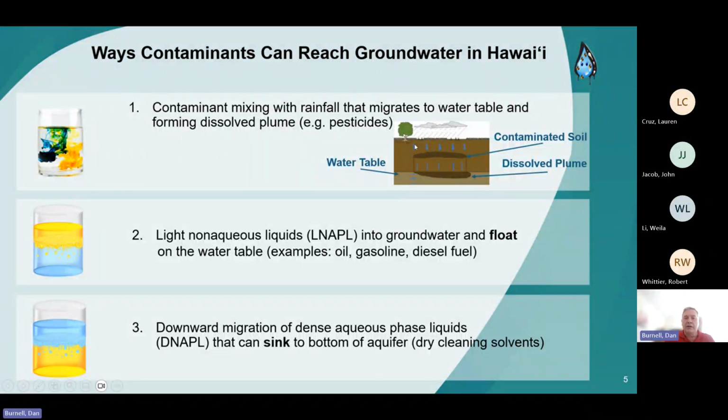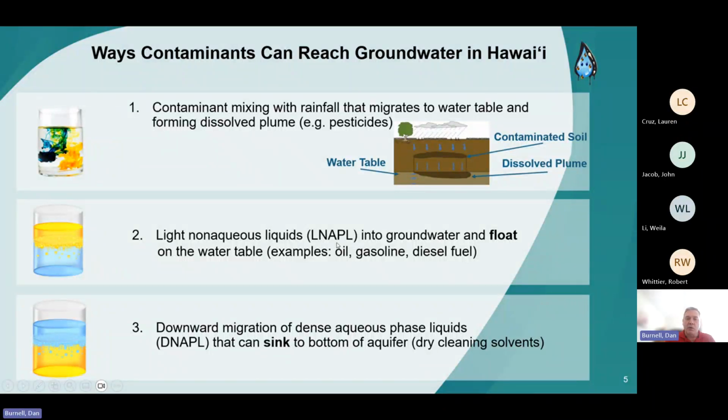In addition, if we have, for example, a tank of diesel fuel or gasoline at land surface and it leaks, then again, these contaminants can migrate down and potentially float on top of the water table. Like when we have a cup of water and we put oil in the water, the oil is less dense than the water, so it tends to float. And so we call these types of chemicals that float on top of the water table light non-aqueous phase liquids, or LNAPLs.